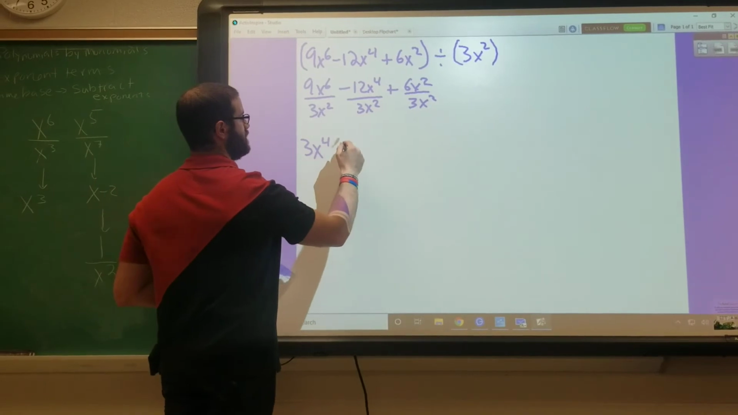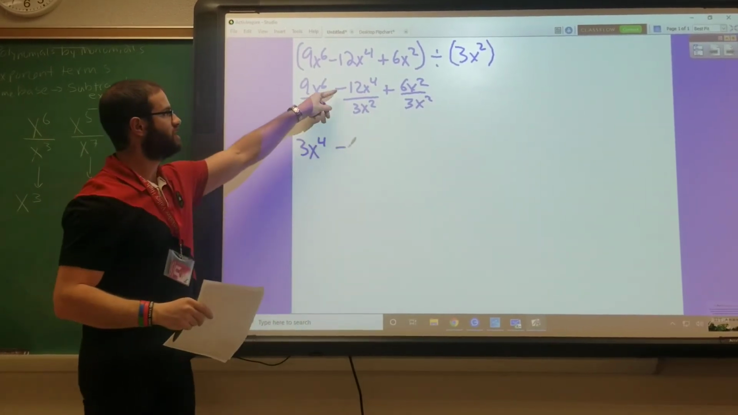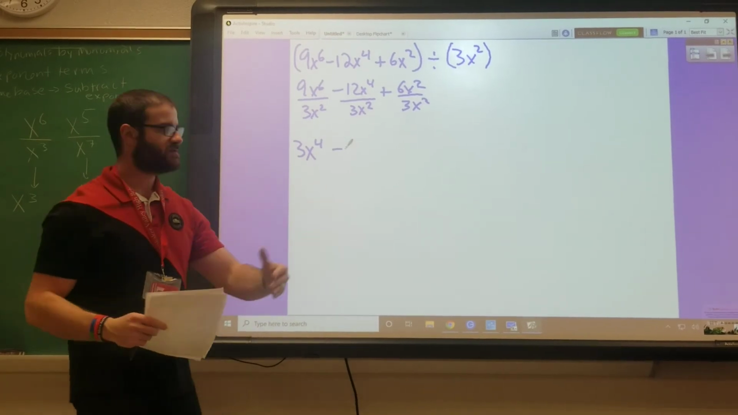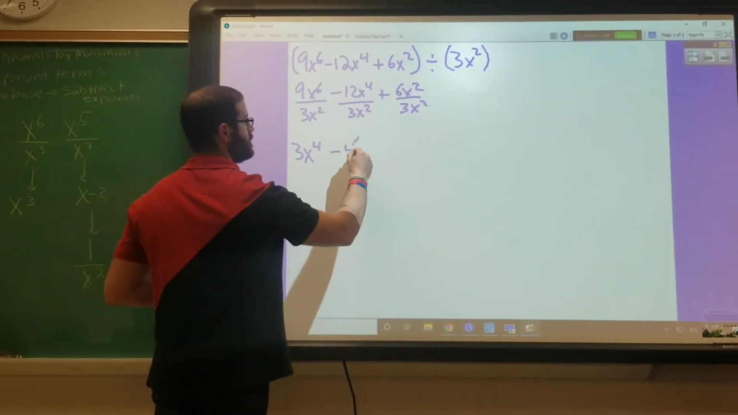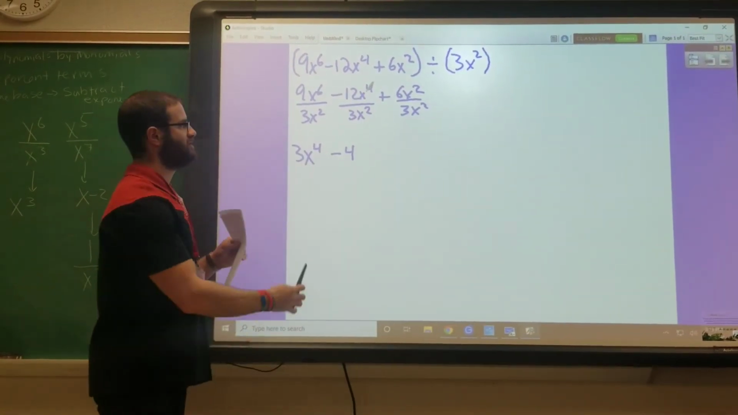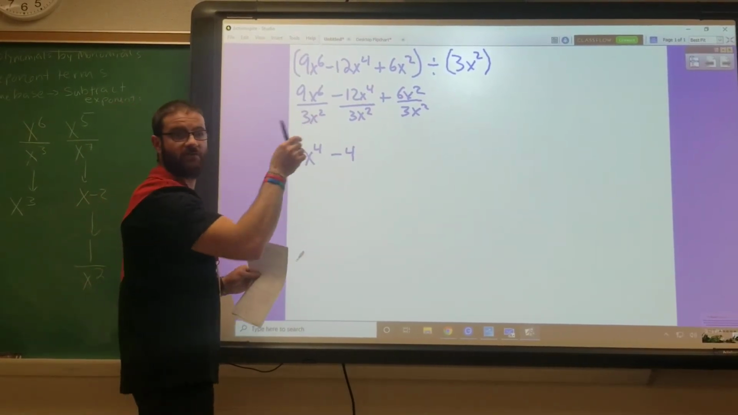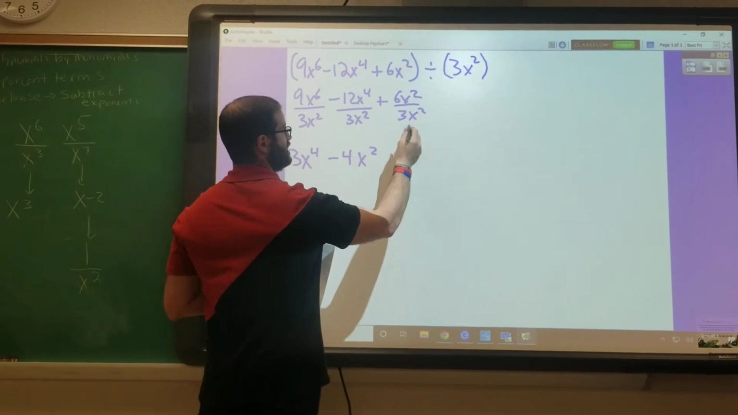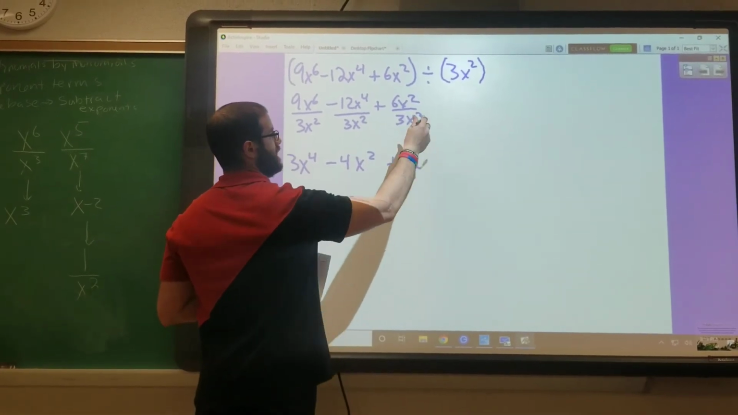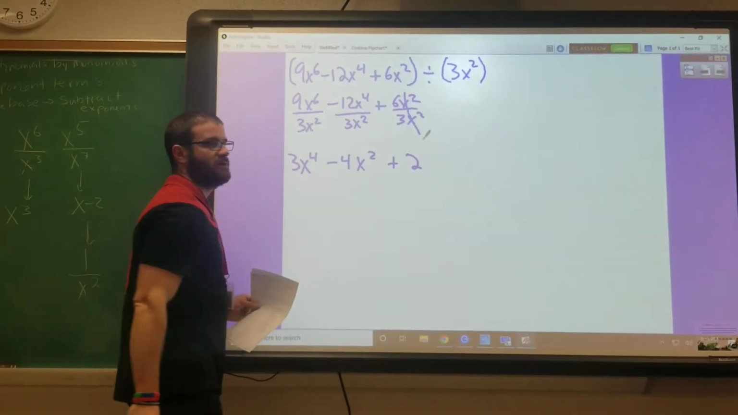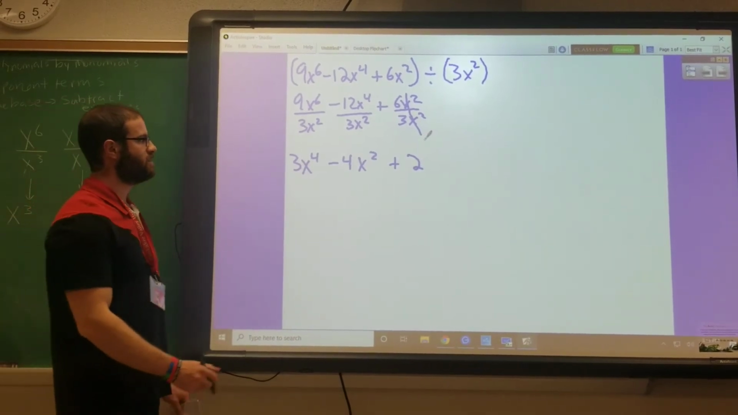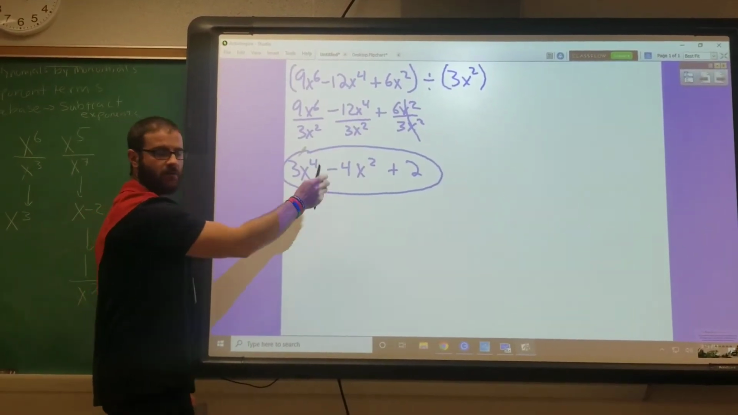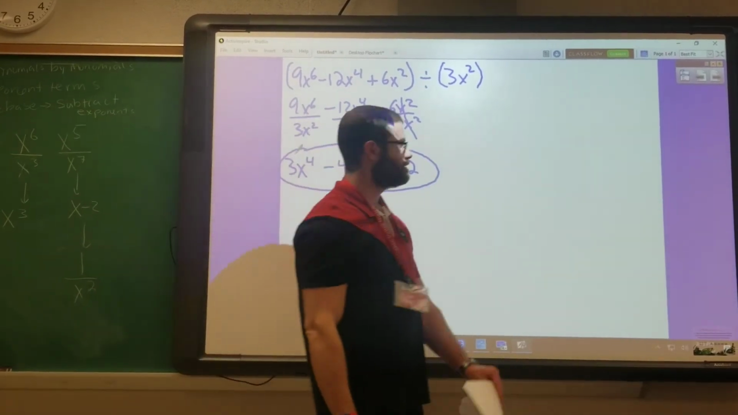3x to the 4th minus, okay, because we have a negative 12 over positive 3. Remember, negative divided by positive is always negative. So that's negative 4. X to the 4th over x to the 2nd. Subtract. 4 minus 2 is 2. So x squared plus 6 over 3 is 2. The x squareds just cancel out. So this would be your final answer: 3x to the 4th minus 4x squared plus 2.